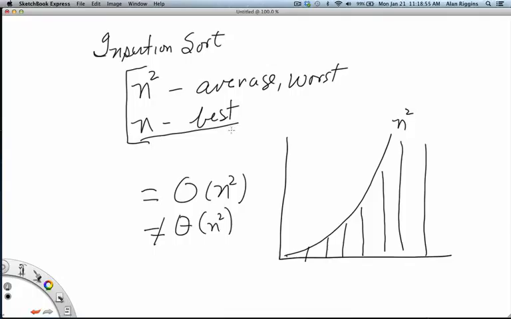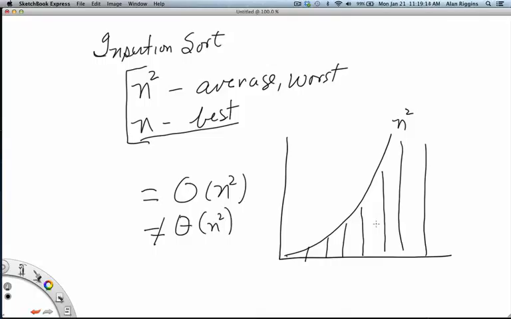Hence, we want to bound this on the top here. The insertion sort may take as long as n squared, but it might be better. Therefore, we need to have less precision here. Theta of n squared is an incorrect answer.